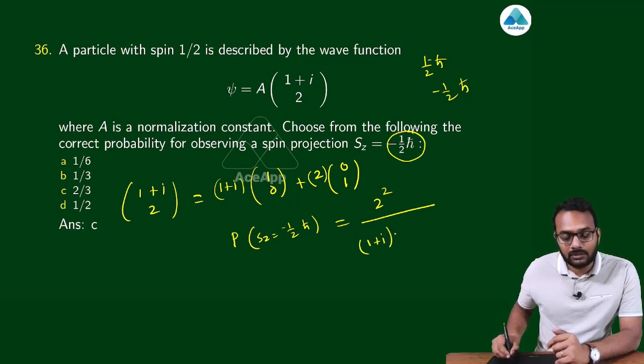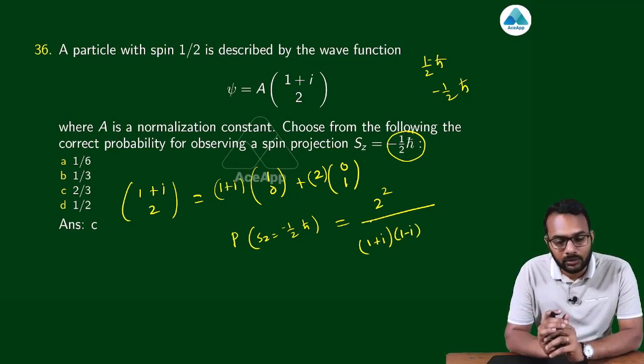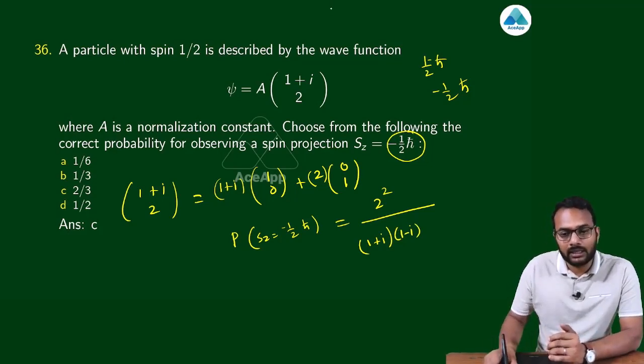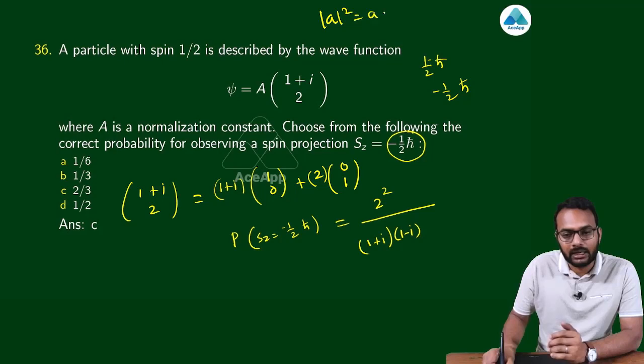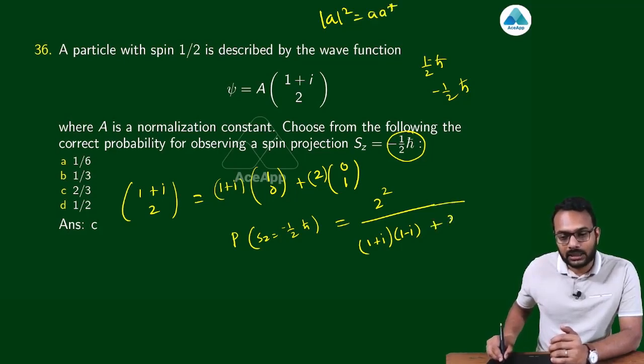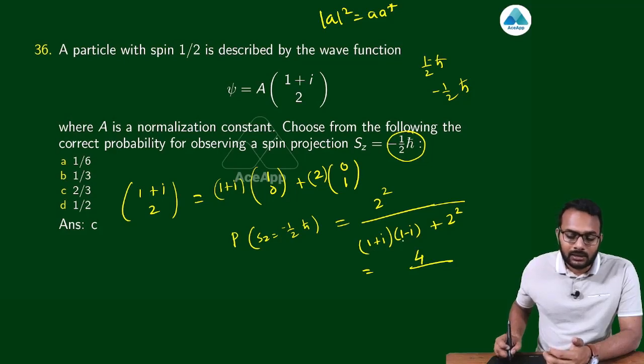The modulus square of a complex number is the number multiplied by its complex conjugate. So modulus A squared is A multiplied by A star. Plus 2 multiplied by 2 star is again 2 squared. The modulus is a real number, so this is equal to 4 divided by (1 plus i) into (1 minus i). That is a squared minus b squared, so 1 squared minus (minus 1), that's 2.